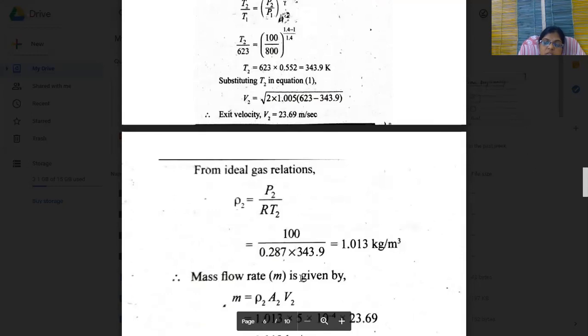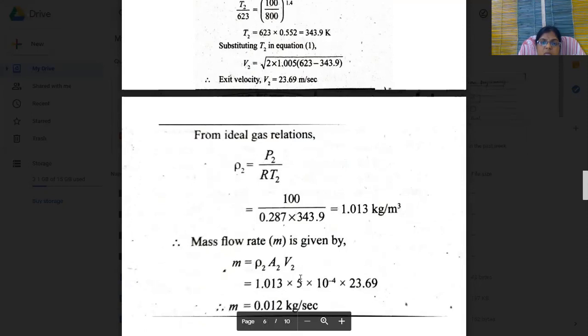From ideal gas relations, now we are going to calculate the mass flow rate. For an ideal gas we know PV equal to mRT. Density is equal to mass by volume. So density is equal to P2 by RT2. We already know the P2 value, R is 0.287, and T2 we already got from above. So substitute all values and we get the density rho 2. Mass flow rate is given. Why have you taken rho 2?